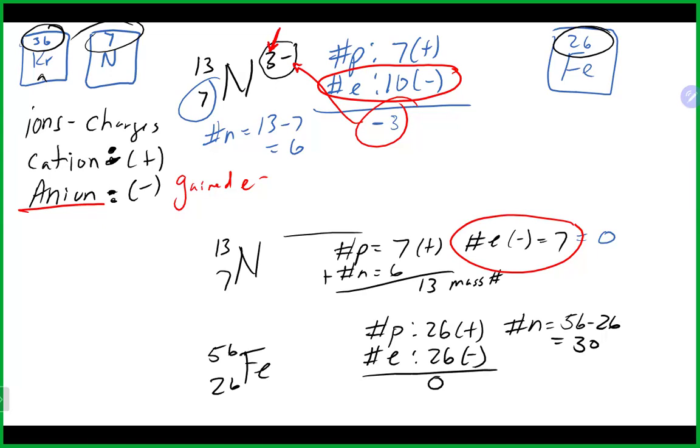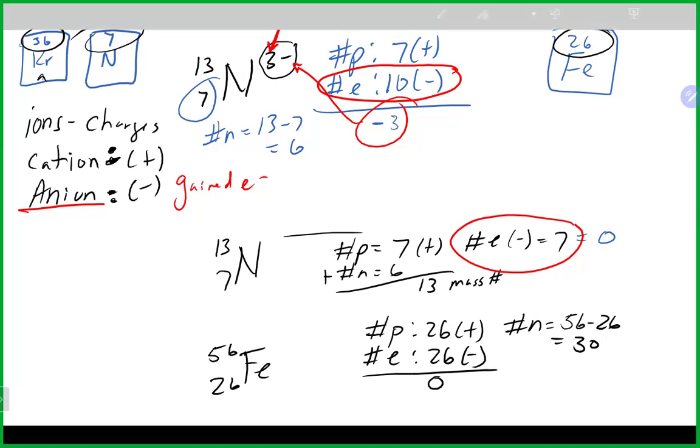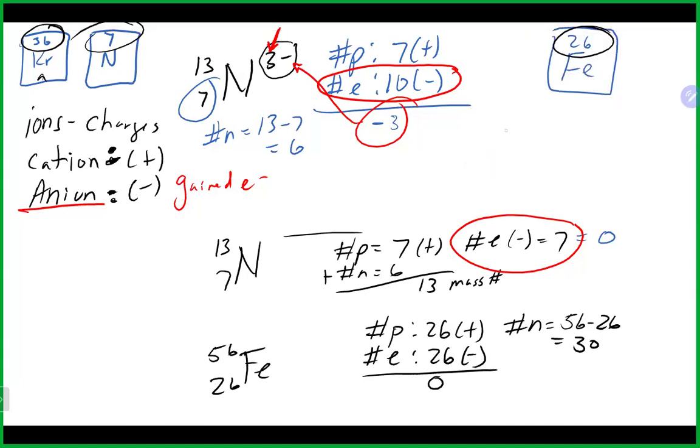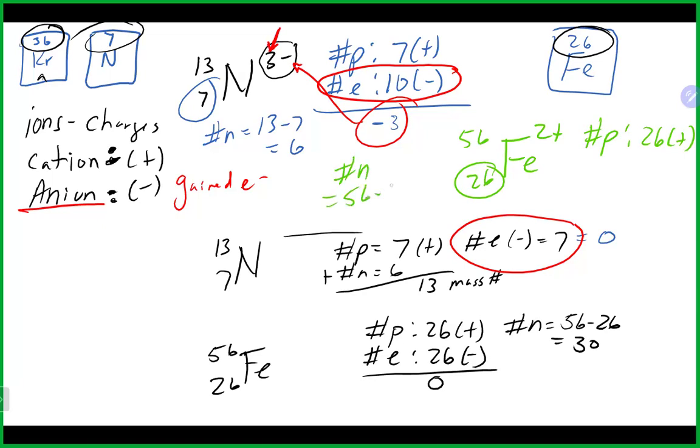All right, now if we look at something like iron, for example, we'll do it with a +2 perhaps here, and we'll use the same numbers, so 56, 26. Once again, because it is iron and doesn't change, it's got to still have 26 protons, which are 26 positive charges. Neutrons, it still has the same as it had previously: 56 minus 26 is 30.